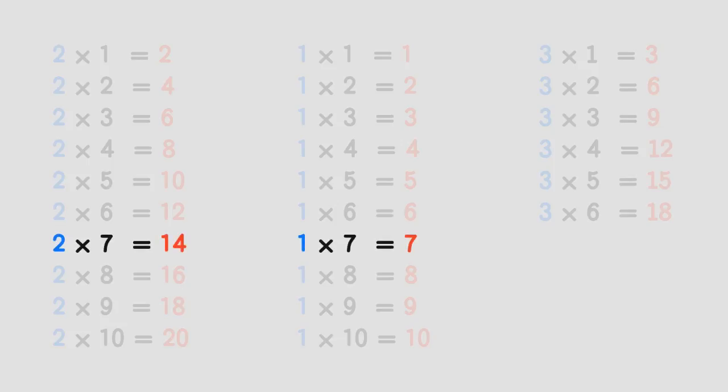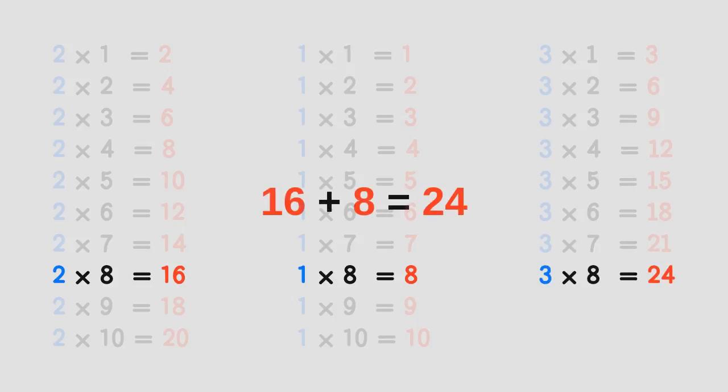If 2 times 7 is 14, and 1 times 7 is 7, 3 times 7 must be 21, because 14 plus 7 is 21. If 2 times 8 is 16, and 1 times 8 is 8, 3 times 8 must be 24, because 16 plus 8 is 24.